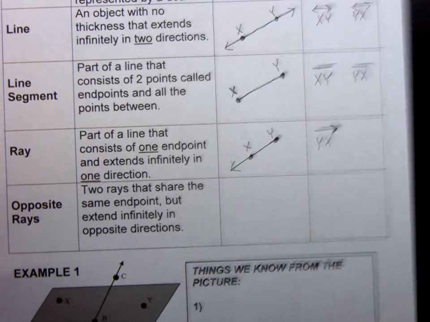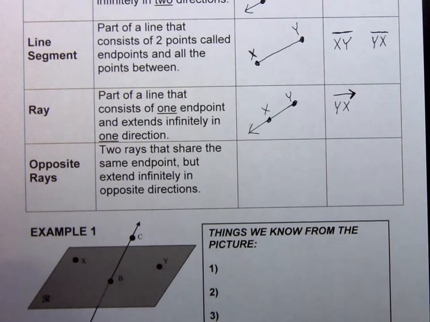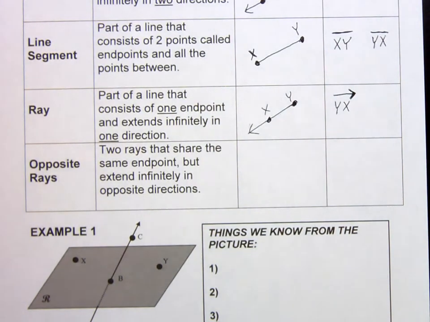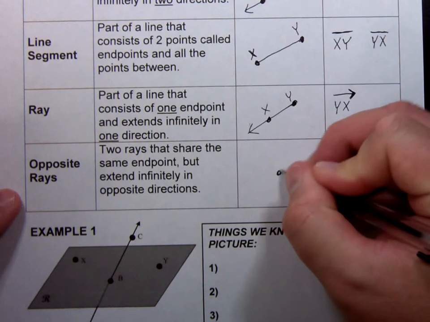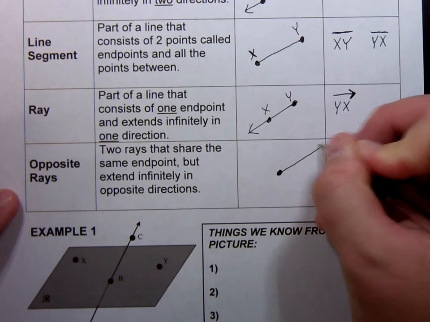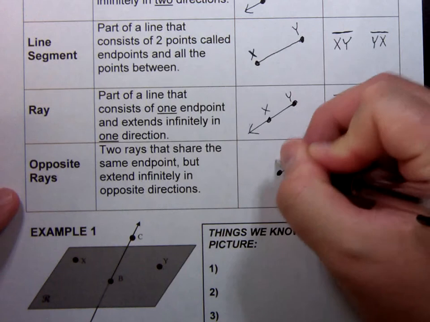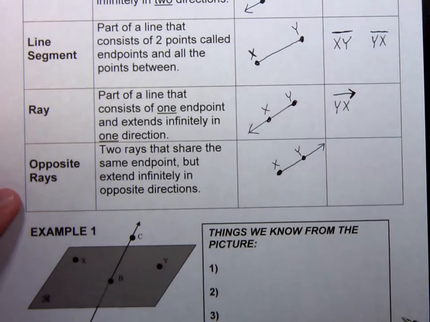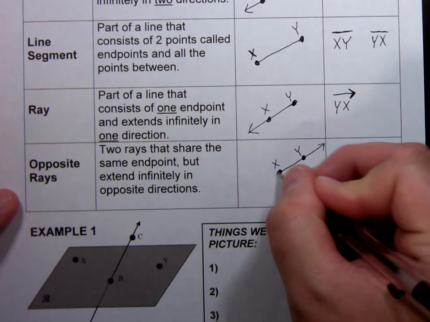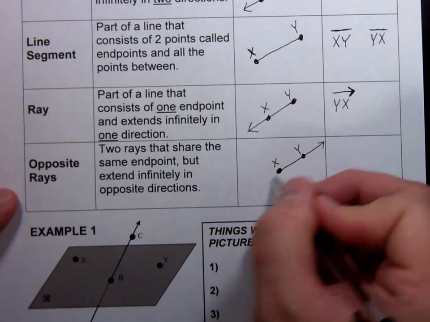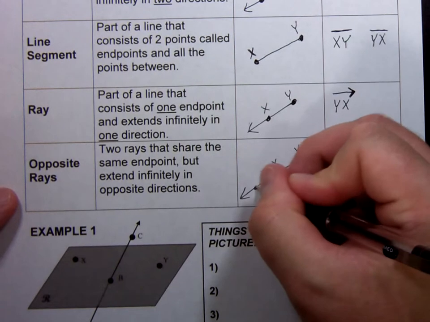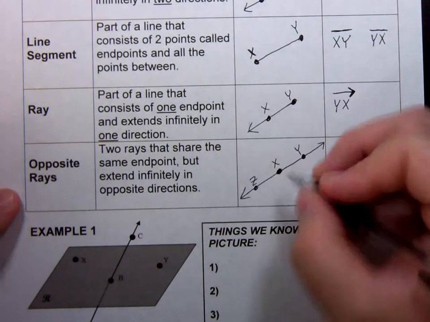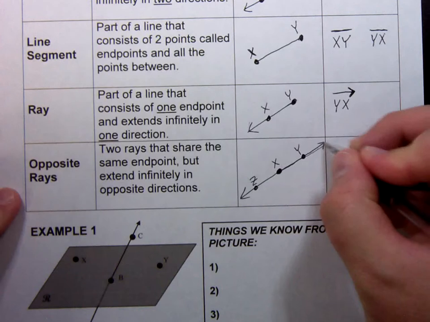Alright, opposite rays are two rays that share the same endpoint but extend infinitely in opposite directions. So if I have ray XY, and then I have another ray that starts from the same endpoint but extends to infinity in the opposite direction, those would be opposite rays. Ray XY and ray XZ.